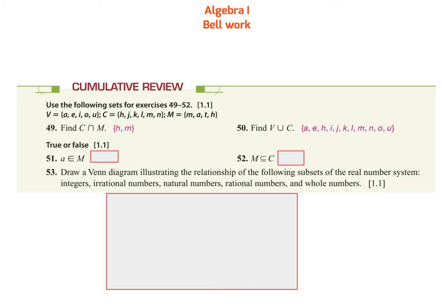Any questions on intersection and union? Intersection's where they cross over. Union is all of them between the sets.